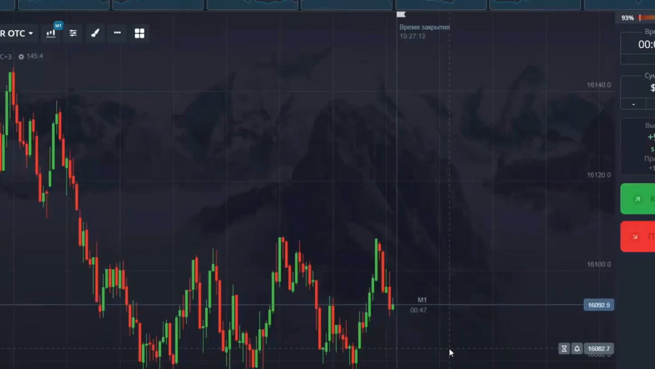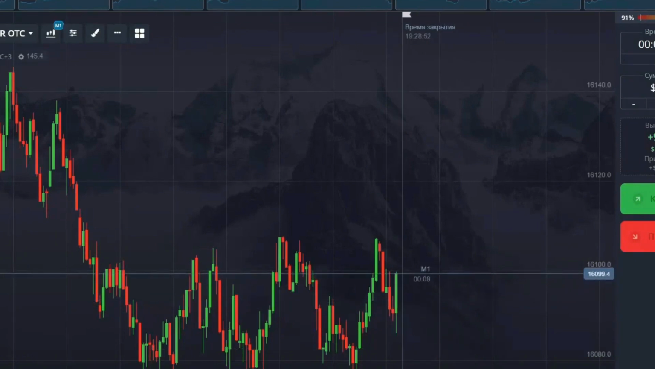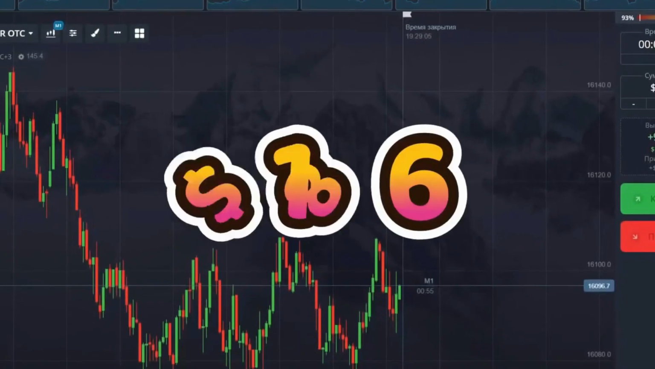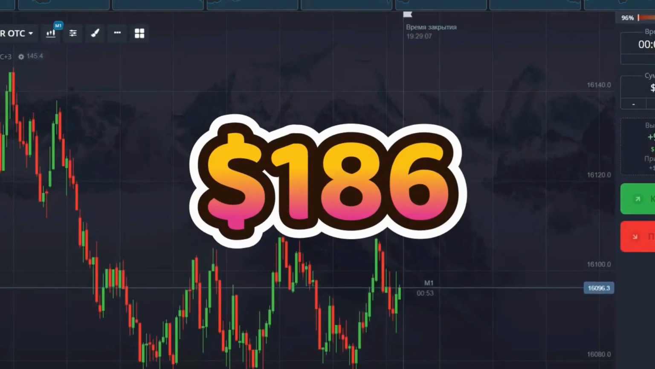Well, I guess it's time to sum up. It took me about an hour of work, more or less. Let's total up how much I managed to earn in an hour of work. At the start of trading, my balance was $4,419, and now it's $4,605. So during this trading session, I managed to earn $186. Friends, let me know in the comments what you think about this trading approach.